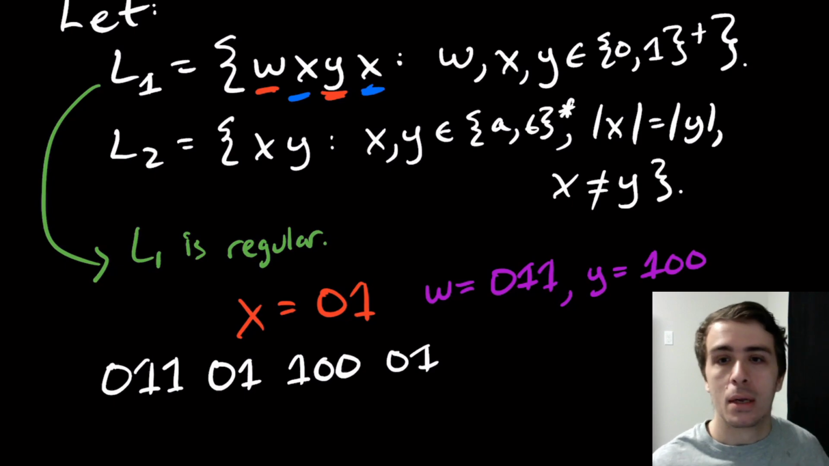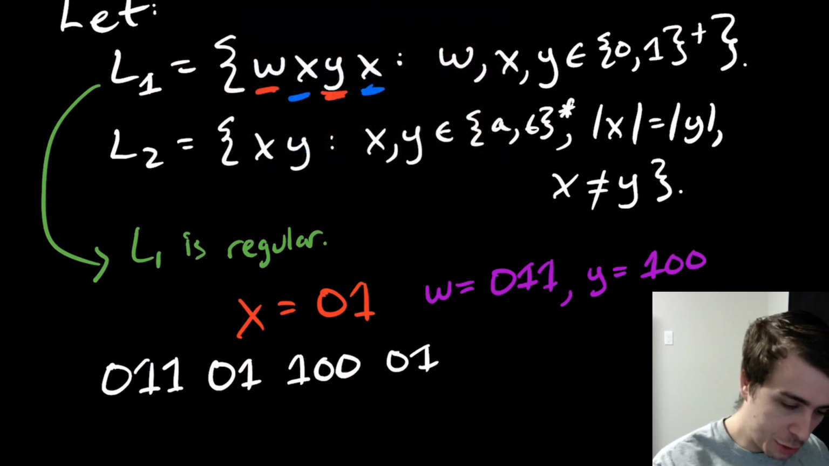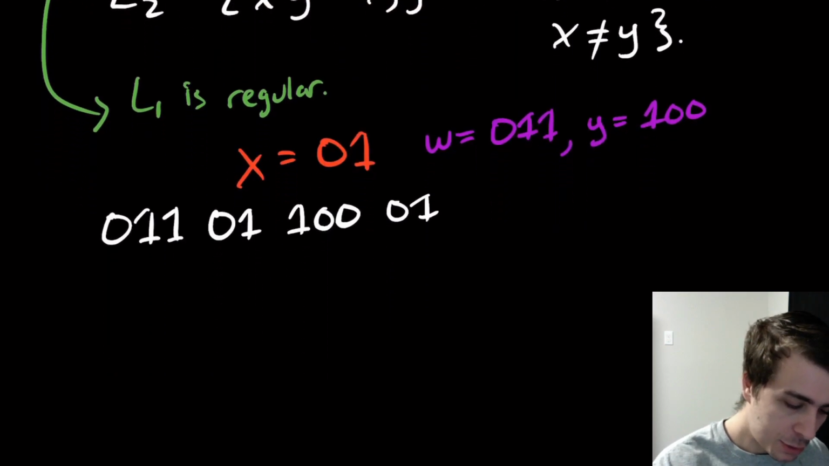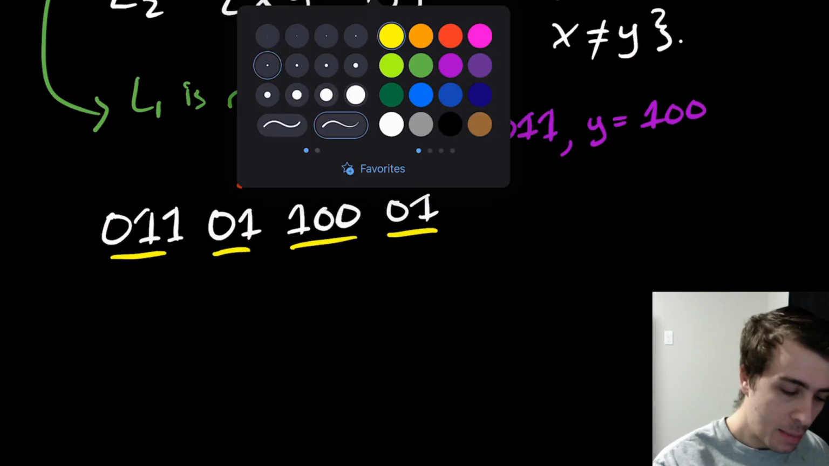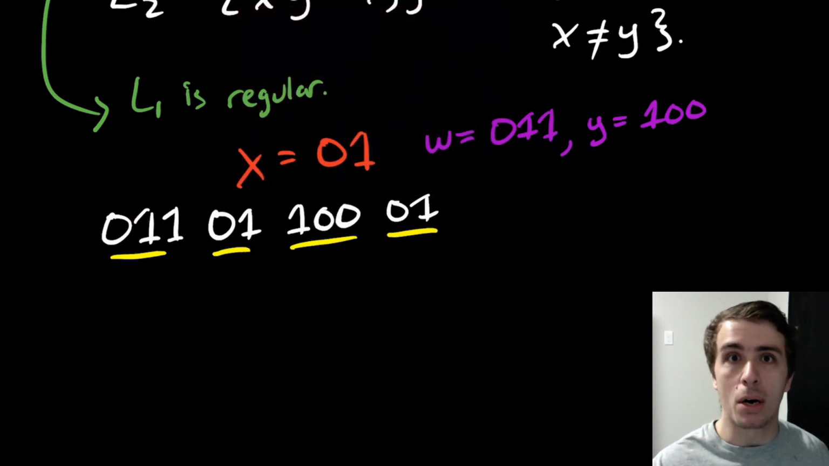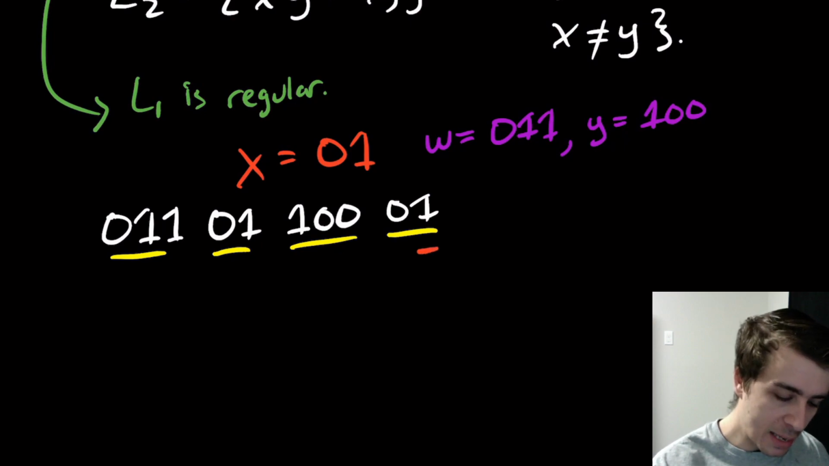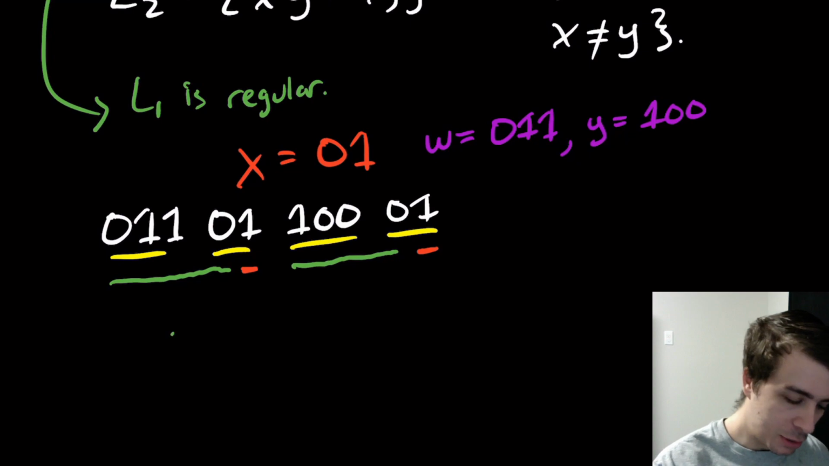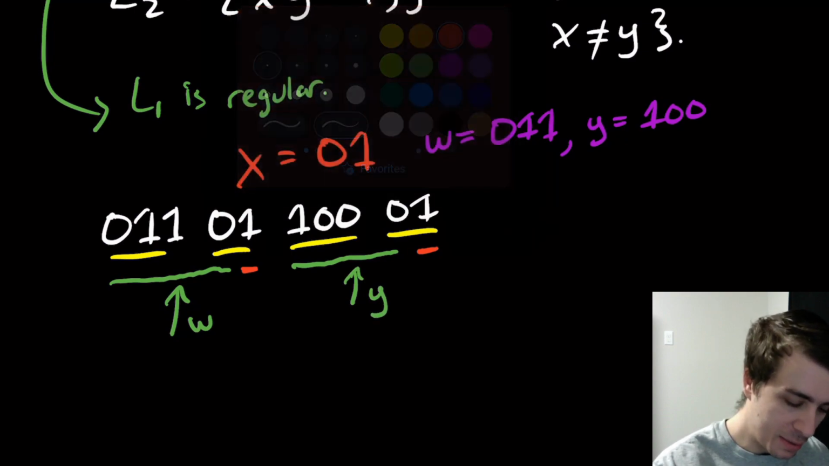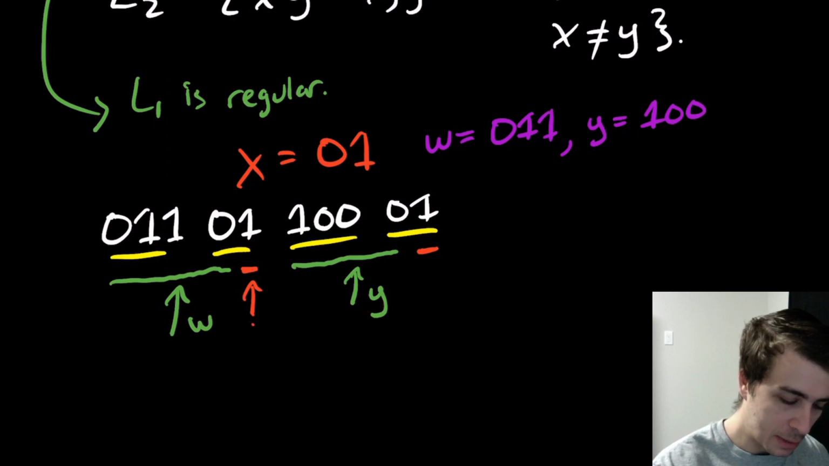Okay, that's fair enough. So the decomposition, so to speak, is looking like this. Here we have the W part, the X part, the Y part, and an X part again. But notice that because the W and the Y part can be anything, I can also break it up like this. So this is the W part. This is the Y part. And these two are the X part.